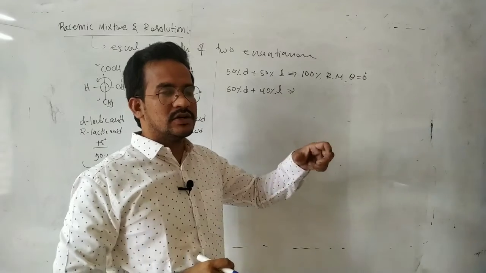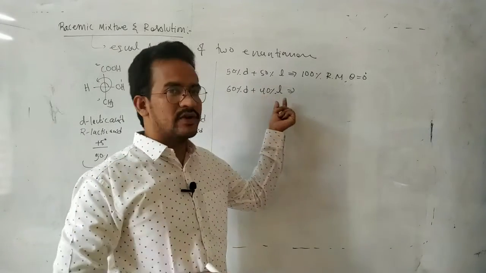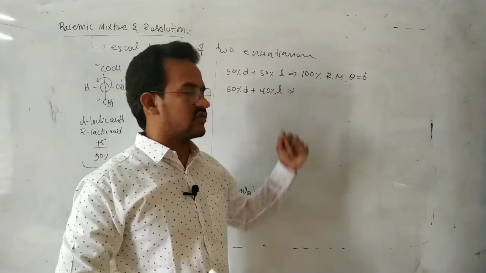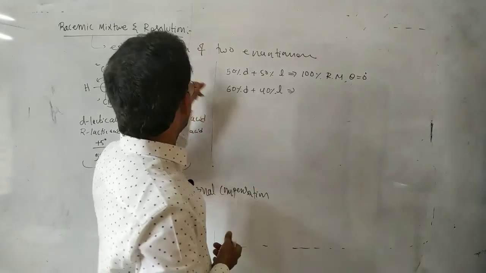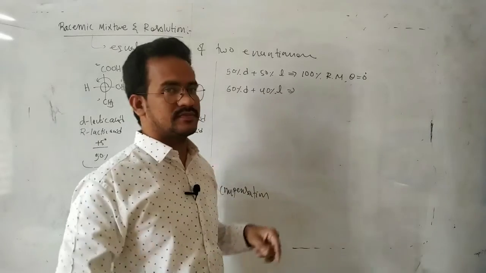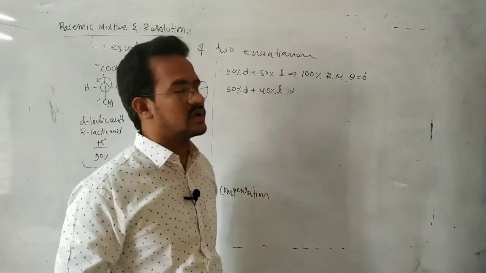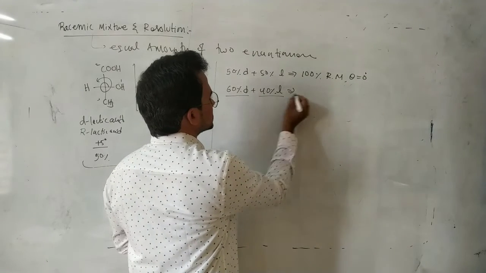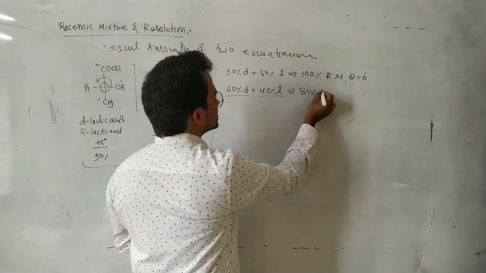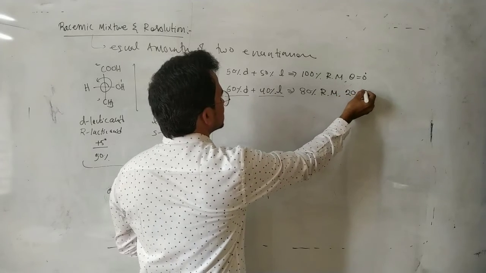Now in this mixture there are unequal amounts of the enantiomers: 60% dextro isomer and 40% levo isomer. What is the percentage of the racemic mixture? The racemic mixture is equal amounts of two enantiomers. The mixture in which equal amounts of the two enantiomers are present is a racemic mixture. So 40% levo and 40% dextro, so 80% racemic mixture. Now here the 20% dextro.